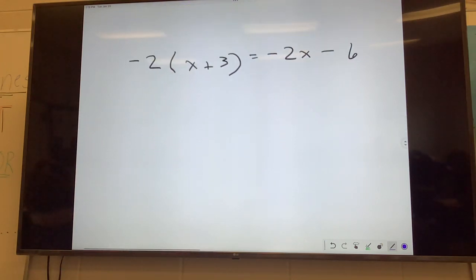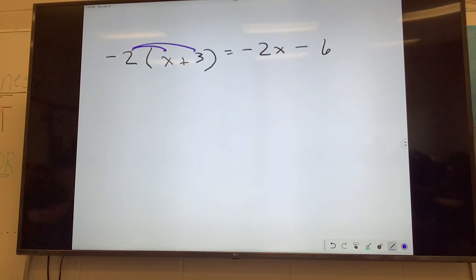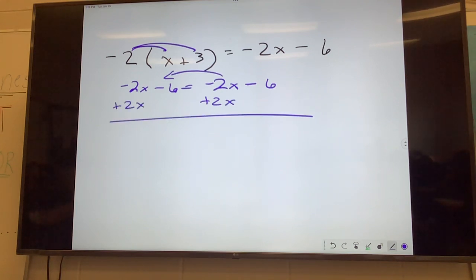Last example. Say we had this problem. I've got to distribute: negative 2x minus 6. Okay, I'm going to move the 2x over, so I have to add it. What happens? Look, they cancel. But does negative 6 equal negative 6? Yeah, it does. Negative 6 equals negative 6. That's known as infinitely many solutions, and we do it as IMS. That means any number I pick, I can put in for x and it'll work. Infinitely many solutions. IMS.